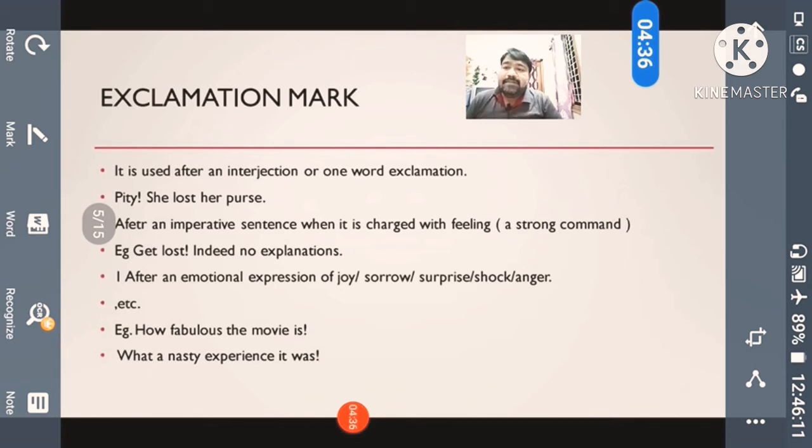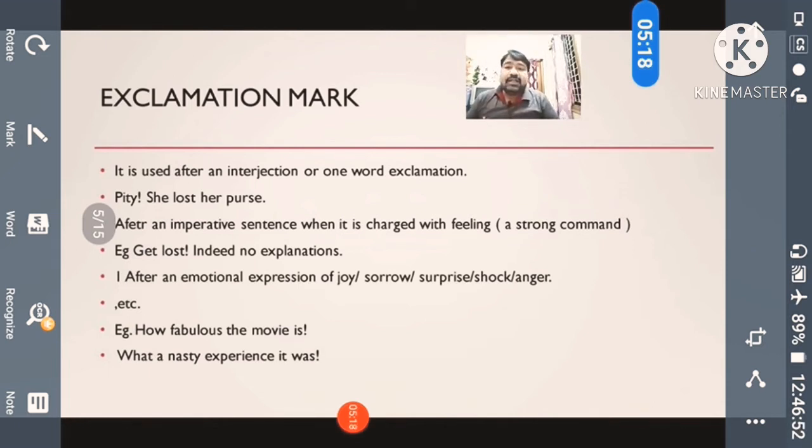It is also used after an emotional expression of joy, sorrow, surprise, shock or anger. Example: how fabulous the movie is! What a nasty experience it was! What a beautiful flower it is! What a wonderful sight it is! So in the end, we can use exclamatory marks. Even sometimes in the beginning, after one or two words, we can use exclamatory marks. Hope you understood these end punctuations.